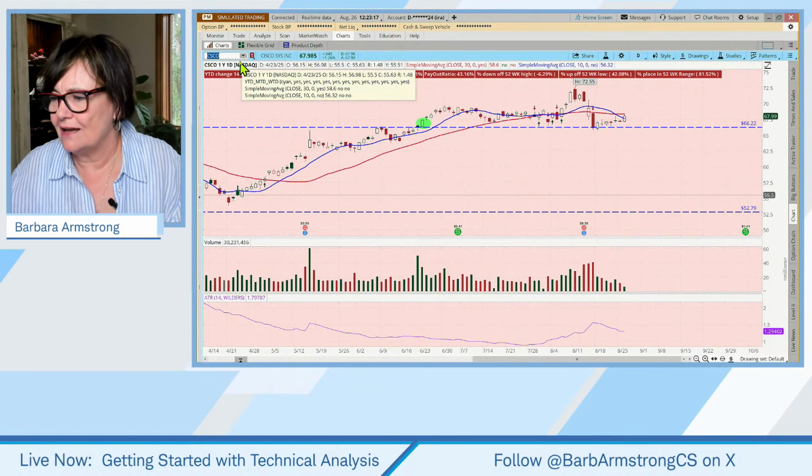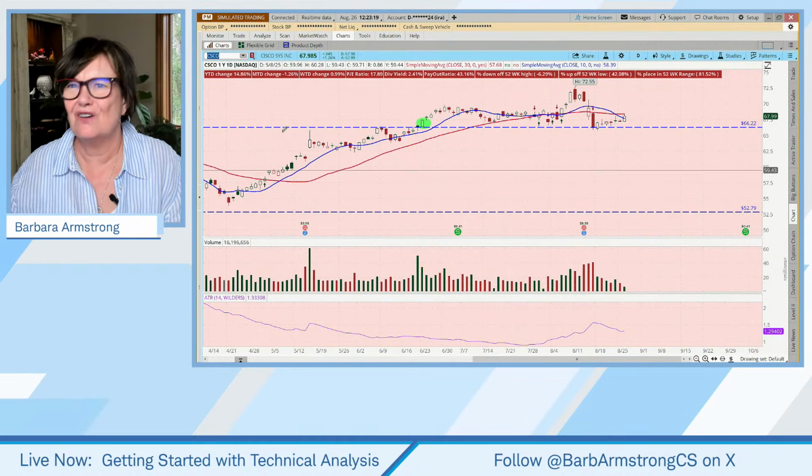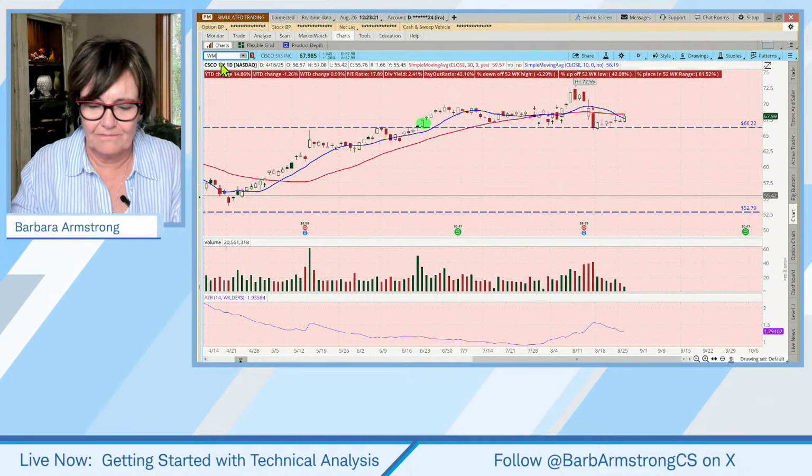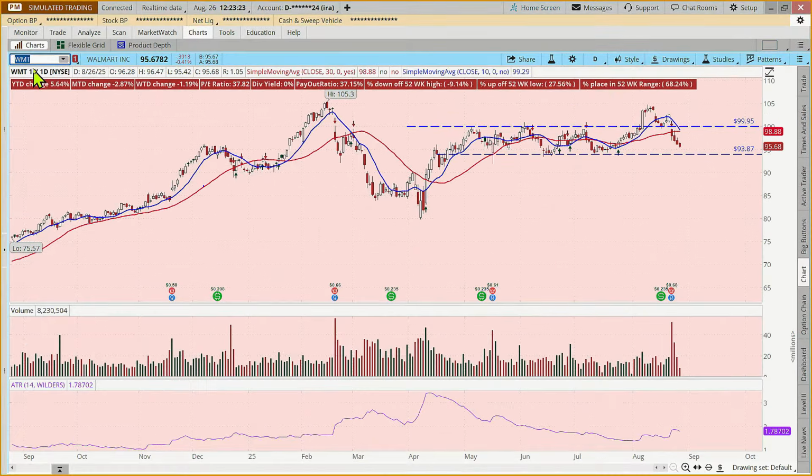Now, I want to look at a bunch of charts. So let's look at Walmart. So here's one where we had a really significant uptrend. It pulled back, started to rally, and then what do we see here? It really ended up range bound, right? Trading between about $100 and $94 in the $6 range. And then it broke out and it pulled back.